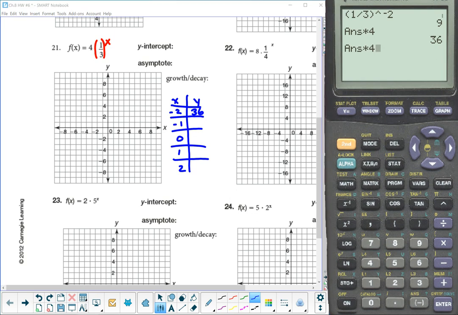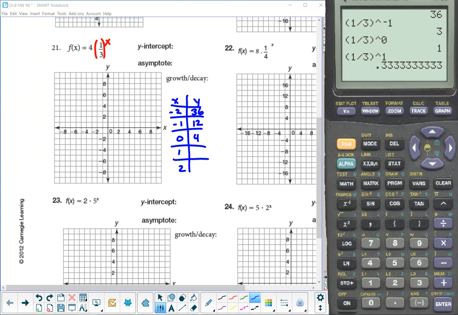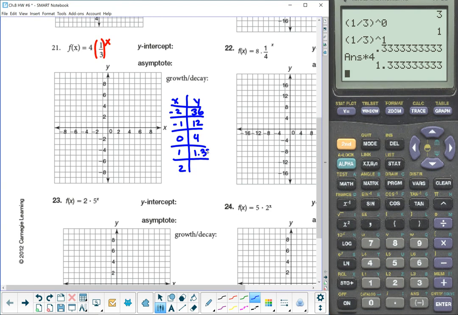Right, so do the same thing again. So -1 power, it's 1/3. You get 3, but you got to times it by 4. You get 12. Okay, if you do this 0 power, you get 1 times by 4. You get 4. You put 1 there, so pull it up again. 1/3 to the 1 power, you get 1/3, which is 0.333 times it by 4. You get 1.33. So I'll do 1.33.